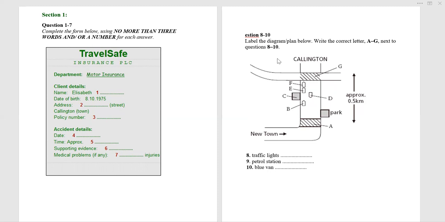Rawlings Insurance, good morning, can I help you? Oh, hello. I'm ringing to report an accident. A car accident? Yes. Just hold the line a moment, please. I'm putting you through to our motor insurance department.